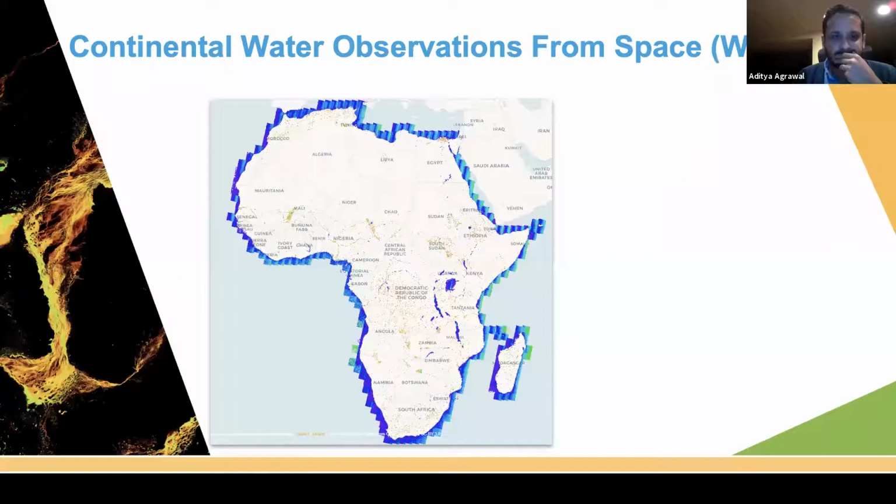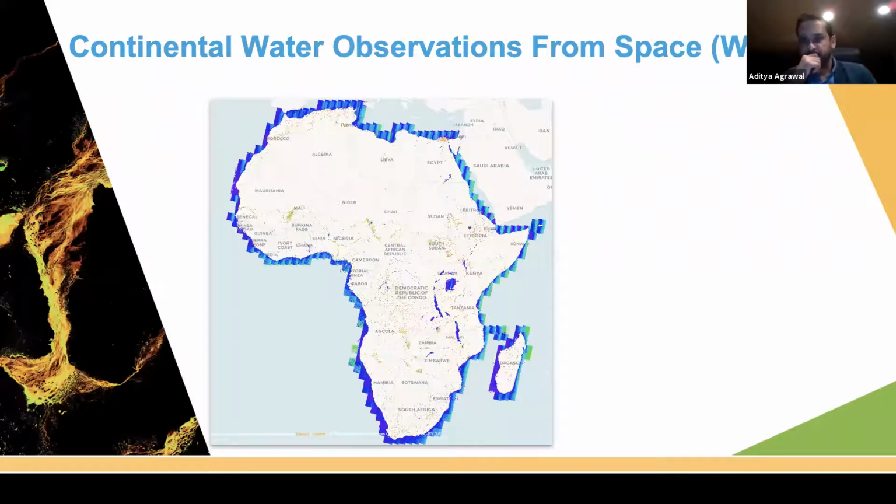Here I'm going to introduce an amazing product for the whole of Africa that we call Water Observations from Space, or WOfS. It is one of many potential types of continental-scale analysis using medium-resolution satellite data, such as Landsat imagery from over a 30-year archive. This product can observe surface water features and their dynamics through time.